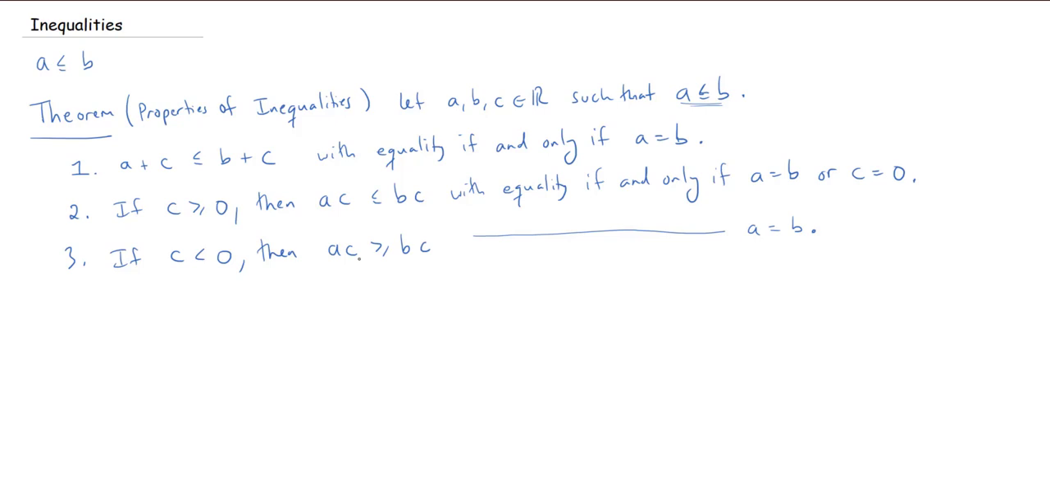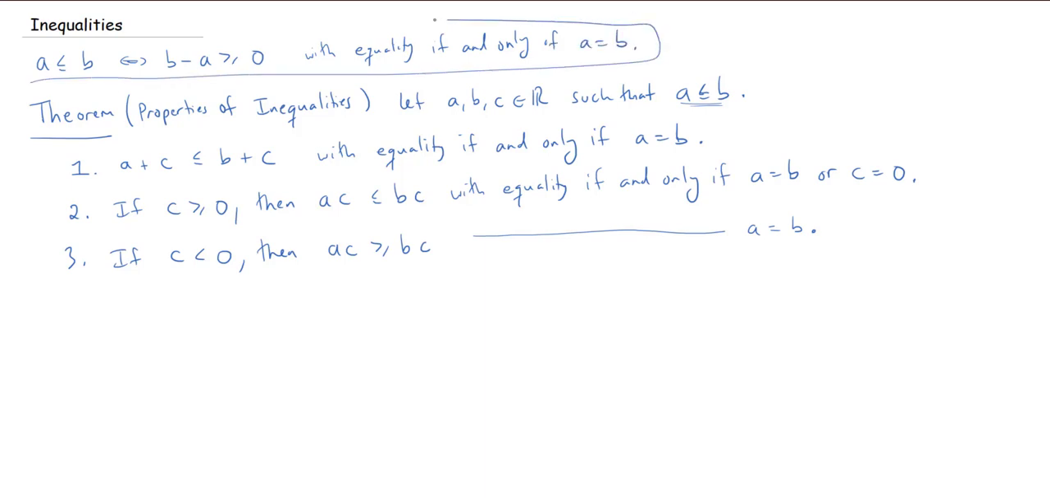Probably the most important thing for doing that is saying, well, what was the definition up here? What did it mean that A was less than or equal to B? Really, this is just equivalent to saying that B minus A is greater than or equal to 0. Okay, so that's going to be important. And I guess you could say with equality if and only if A is equal to B. So you'd want to use this absolutely for sure if you want to try to prove these things.